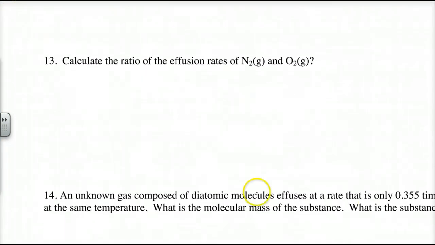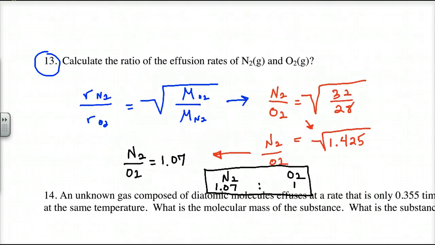Okay, we look at other questions. Look at N2. Why don't you try number 13 right now, and then I will show you my answer. So pause your video now. Okay, so I am done, plugged it in, used my Graham's law formula, which is what? The inverse of the square root of its molecular mass. Okay, N2 over O2. N2 has a molecular mass of 28, 14 times 2. Oxygen is 32, 16 times 2. Plugged it in, find the square root of my 1.14, which is this number, and I get 1.07.